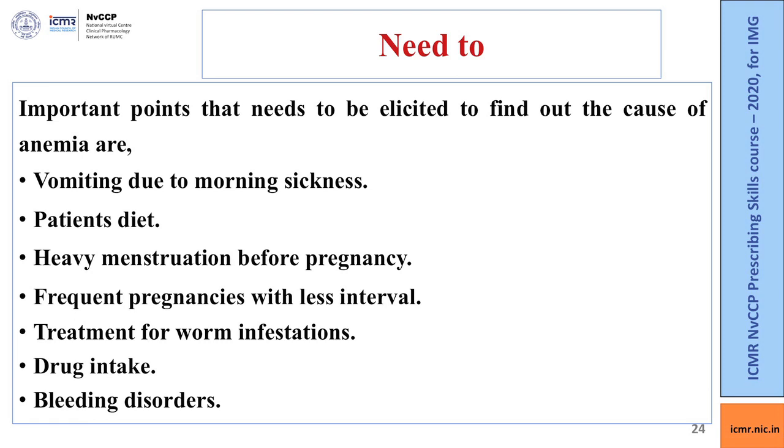Important points that you should elicit are whether she has been vomiting due to morning sickness, what kind of diet does she have, and is she the last person to have food in her house, whether she has heavy menstruation before pregnancy, whether she had frequent pregnancies with less interval in between the 2 pregnancies, has she taken any treatment for worm infestation, history of any drug intake, example warfarin needs to be asked as warfarin increases bleeding tendency and is teratogenic too. Rarely, the patient may be suffering from bleeding disorders which needs to be asked and treated accordingly.